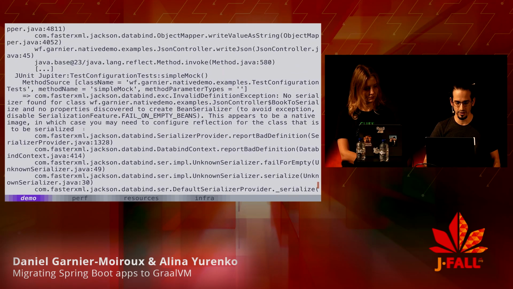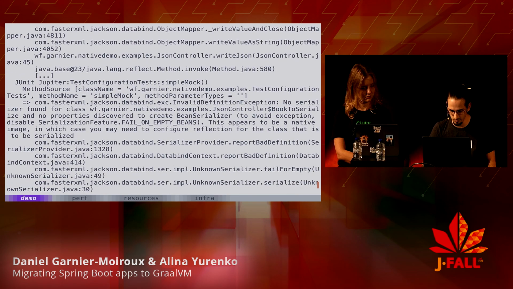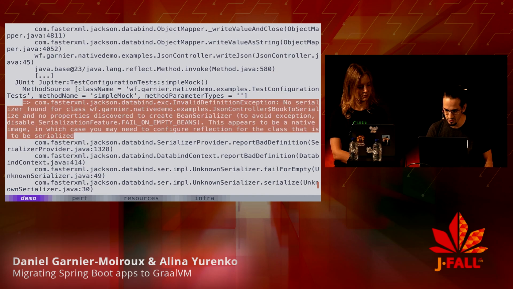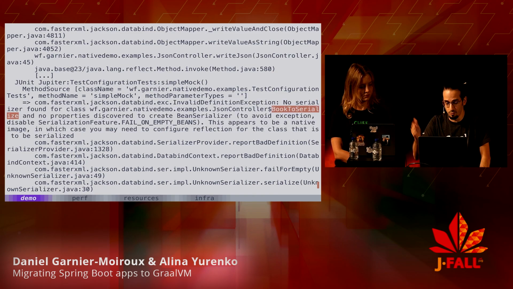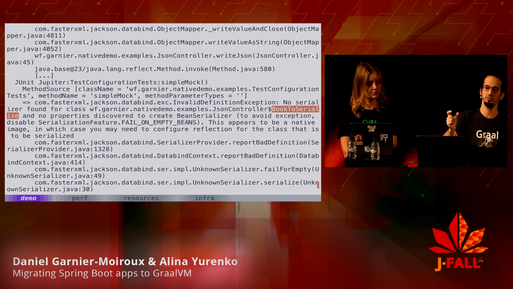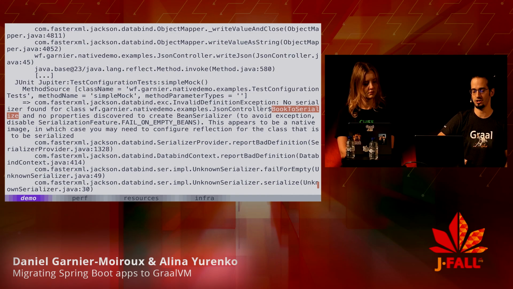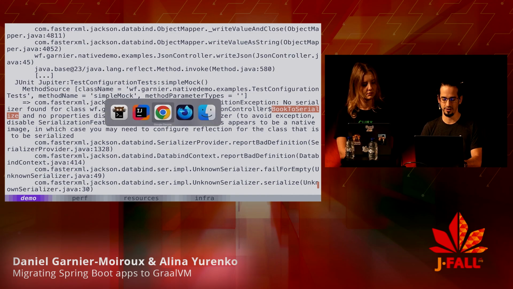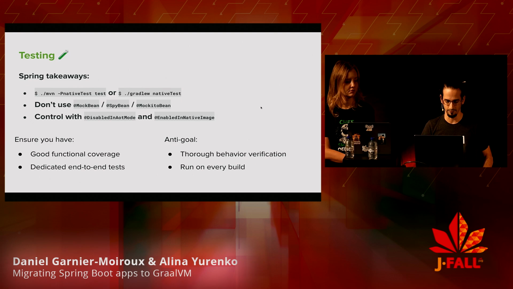And when you go and look at the details of the test that failed, it says this JSON controller failed to serialize. There was a problem, and this is a native image, and you need to register it. So now you're shortening your feedback loop, right? You run your native tests that touch everything. You see the problems, and you fix them as you go instead of going and clicking.